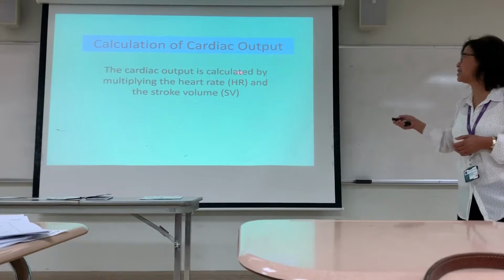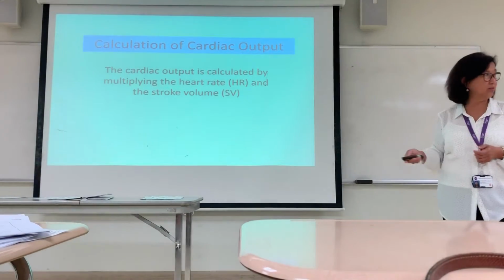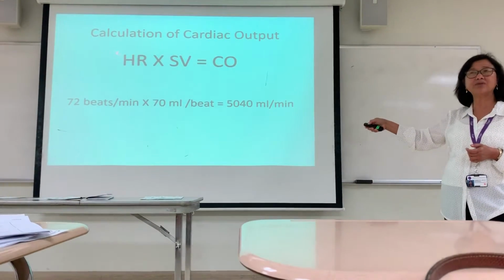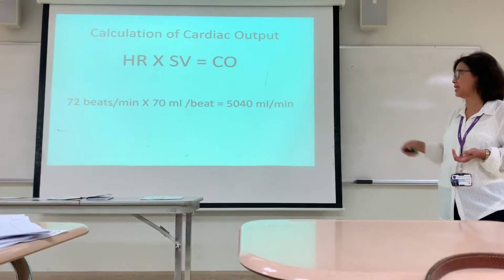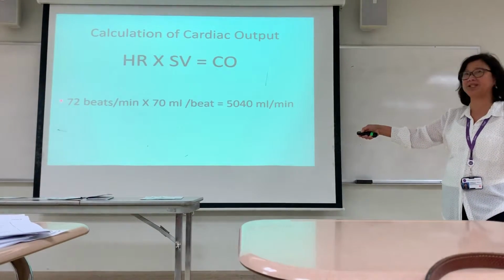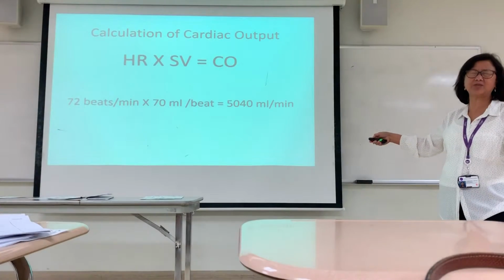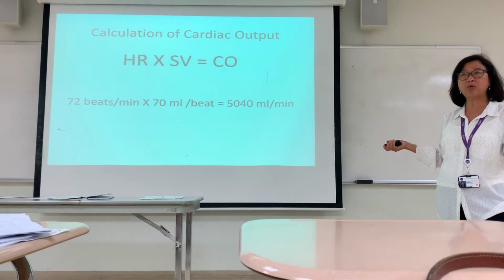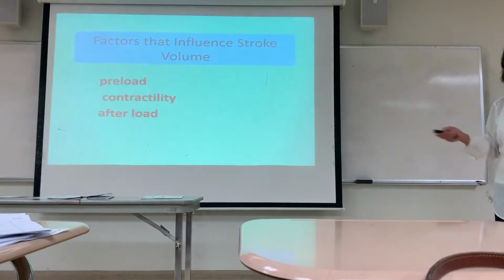And then your cardiac output is calculated by multiplying the heart rate and the stroke volume. So heart rate times SV. How much heart rate do we have per minute? 75. 75 times SV. What's our SV? 70. That's your cardiac output. 75 times 70 is 5,250, or about 5.2 liters per minute. Got it? Yes.